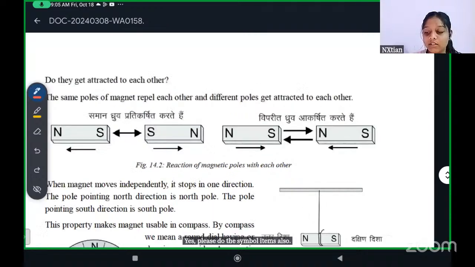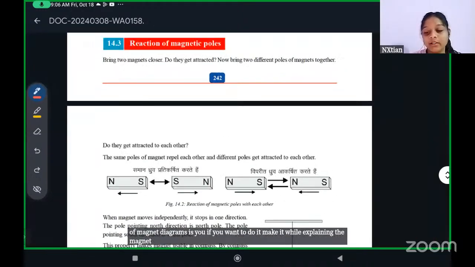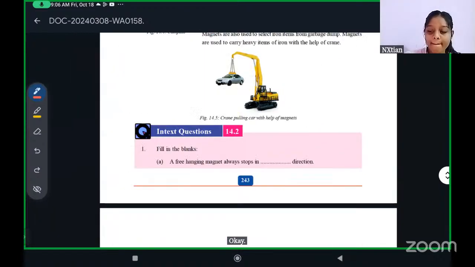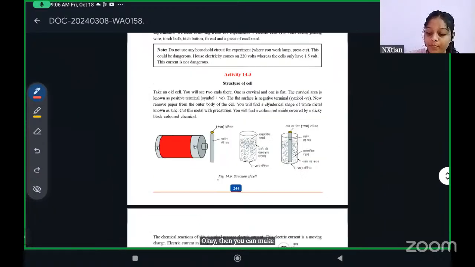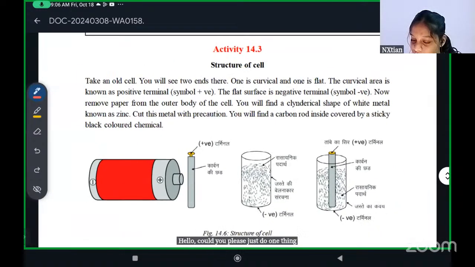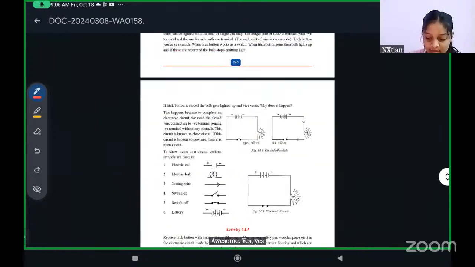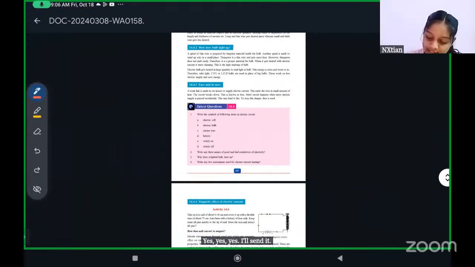And the magnet diagrams in your notes, if you want to do it, make it while explaining the magnet. Okay, it's up to you. And ma'am, could you please just send the diagrams onto the group? I will send, yes. I'll send the diagrams. Okay, thank you.